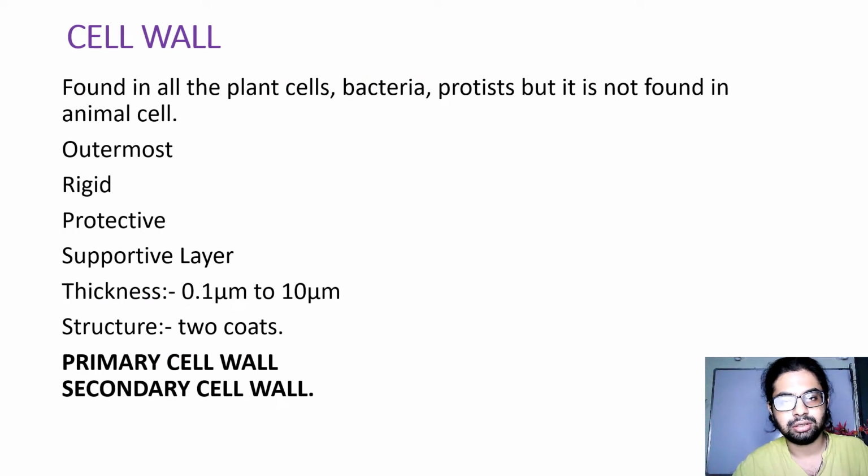Cell wall. Plant cells have a cell wall like bacteria have, but the cell wall is absent in animal cells. The cell wall is the outermost covering of the plant cell. It is a rigid, protective and supportive layer. Its thickness ranges from 0.1 micrometer to 10 micrometer. The cell wall has two coats, the primary cell wall and the secondary cell wall.